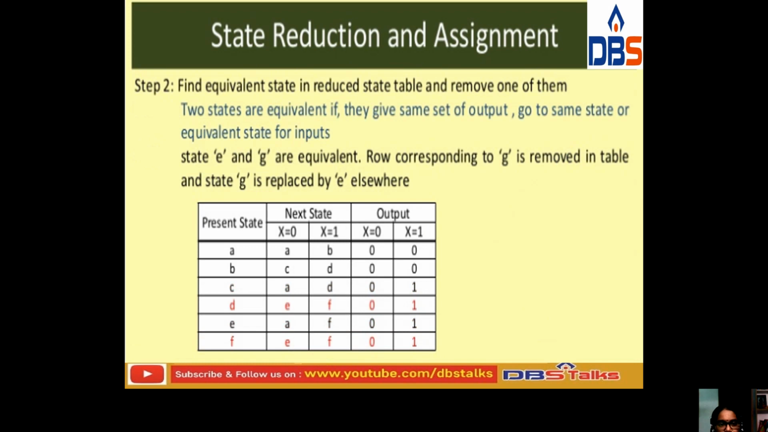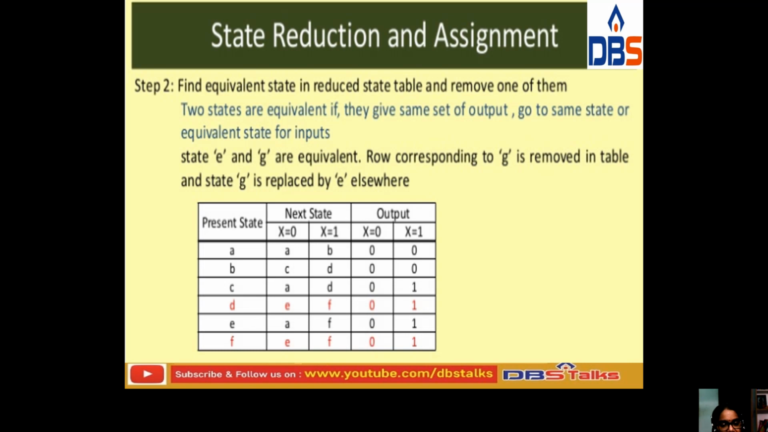In this next step, we are going to find the equivalent state in the reduced state table, and we are going to remove one of them. If two states are equivalent, that is, if they give the same output and go to the same state or the equivalent state for the inputs, then at the states E and G, if E and G are equivalent, the row corresponding to G is removed in the table, and G is replaced by E elsewhere.